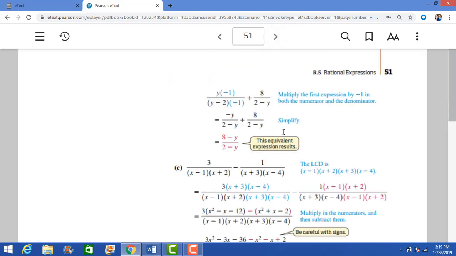So now let's look at this one. Okay, so you could have done it this way. You could have multiplied the top and bottom by negative 1 here, flipped this one, got them to be the same, and you would have still ended up with the same result.